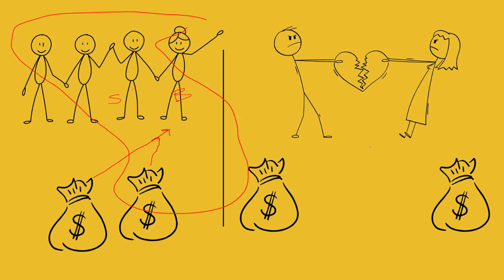Going forward in future, if they split up, as you can see on the right-hand side here, because that money is in the asset pool, then the money will be split, and the spouse here will be able to get some of that money, which is your inheritance. All right, so that's another big problem with just a standard will.